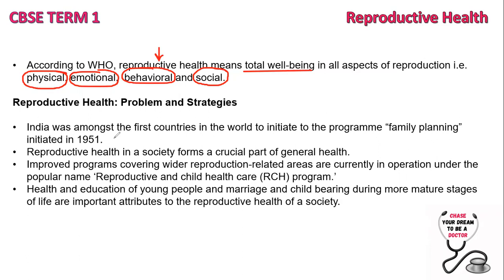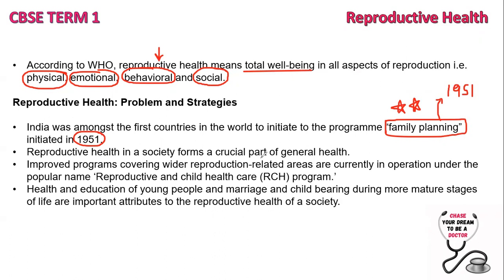Reproductive health and problems, in 1951, this is a very familiar one. In 1951, India initiated the program known as the Family Planning Program. That is a very important and previous year NEET MCQ as well. So the Family Planning Program was initiated by India in 1951. That can be asked as an MCQ question. Family planning was initiated in 1951.